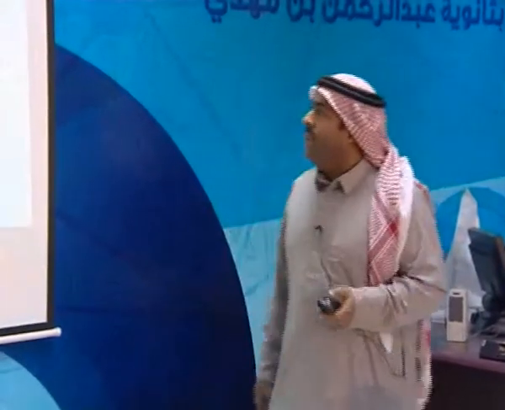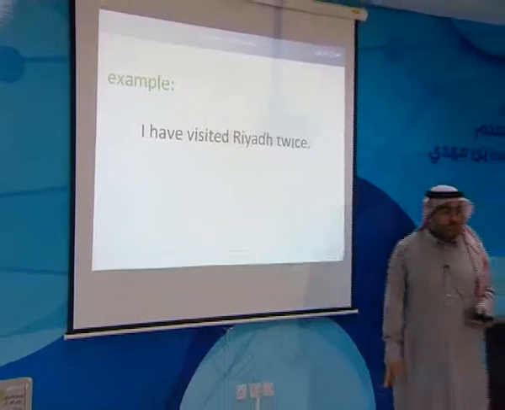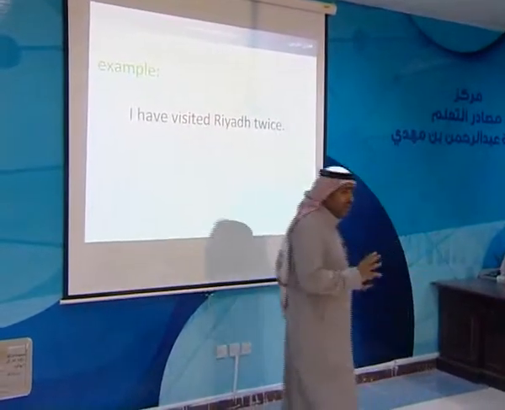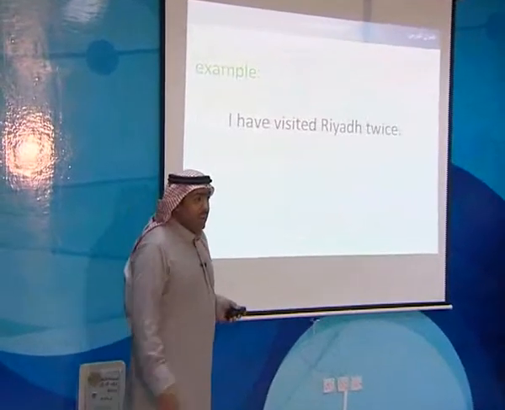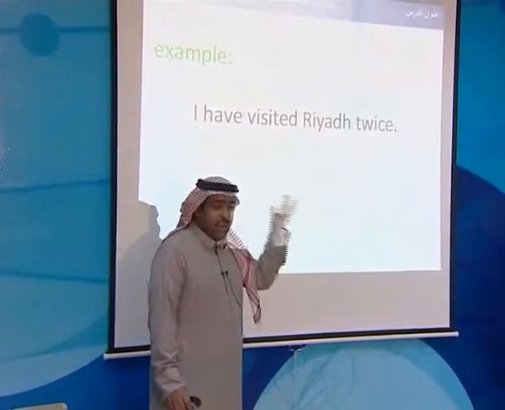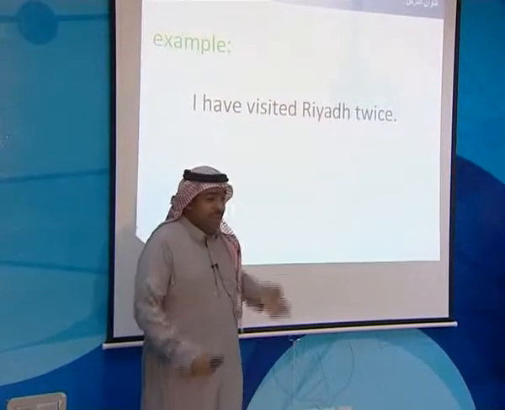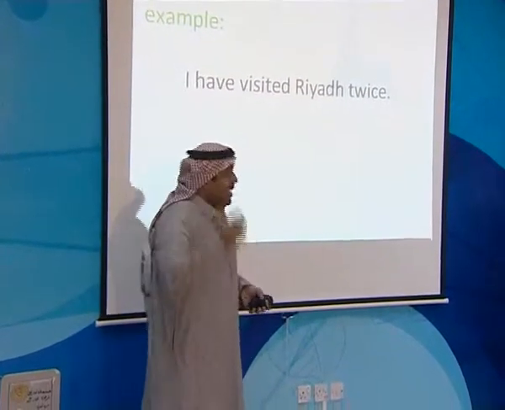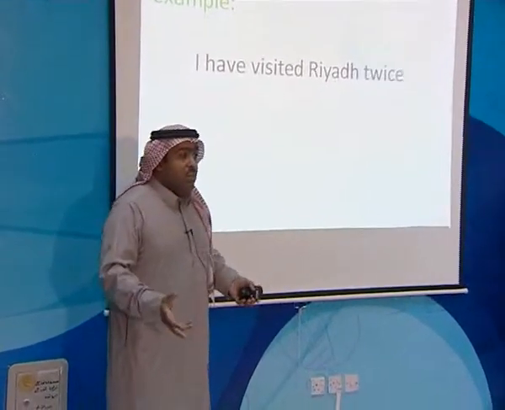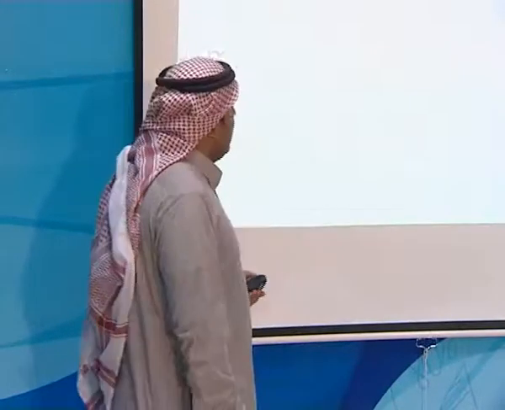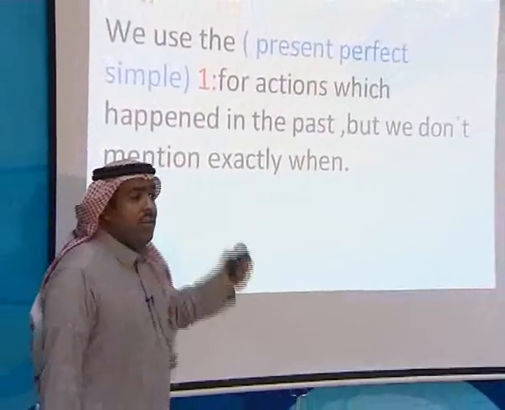Let's take a look. Example, I have visited Riyadh twice. We have an action here, right? Which is visiting Riyadh. This action is in the past. I have visited Riyadh. Not now, it's in the past. Okay? And also, we don't have the exact time. When? Is it yesterday, last week, 1 month ago? We don't know. We don't have the exact time. Just we have an action in the past. So, as we said, action which happened in the past, but we don't know the exact time when.